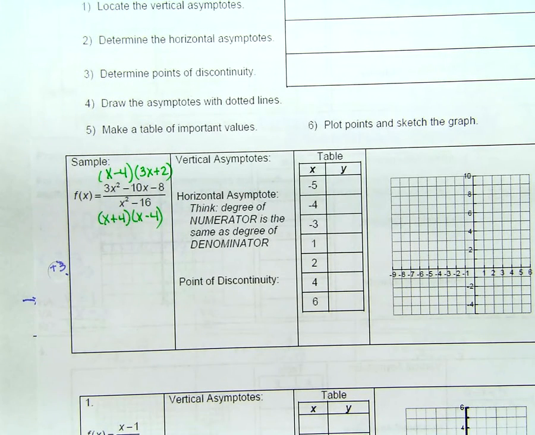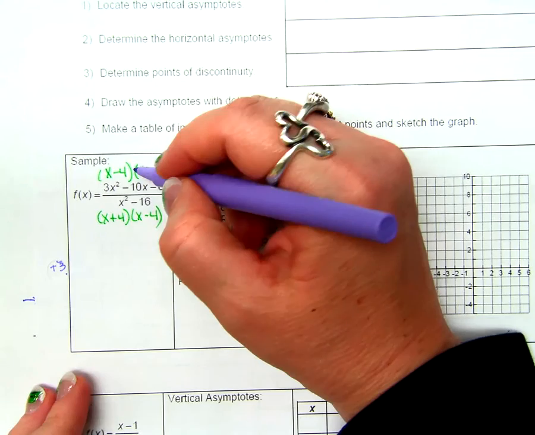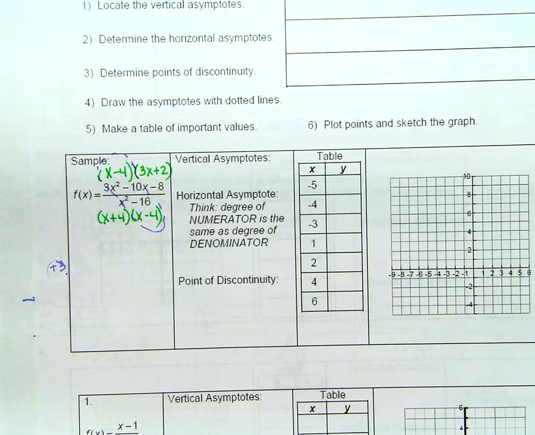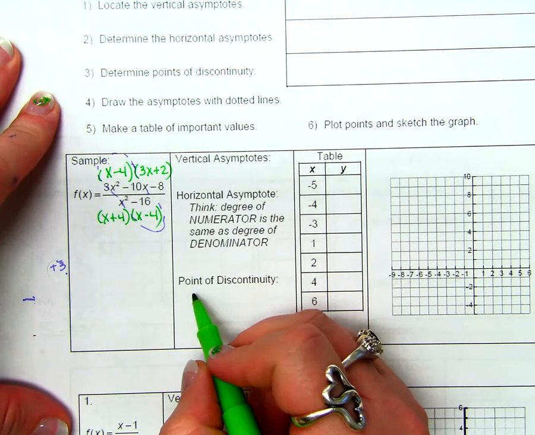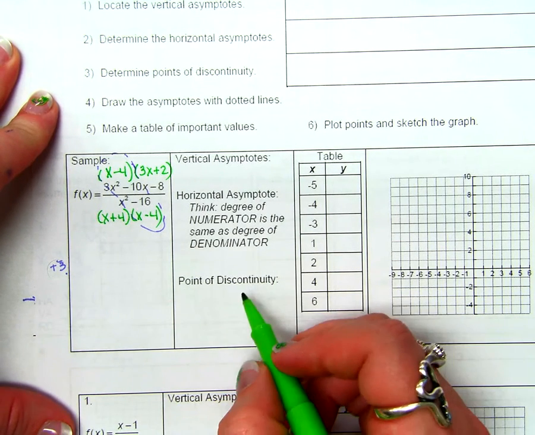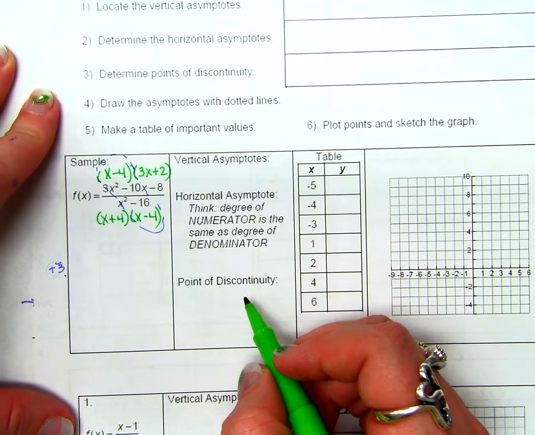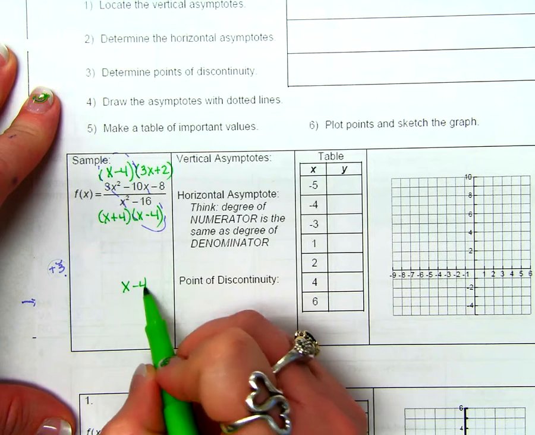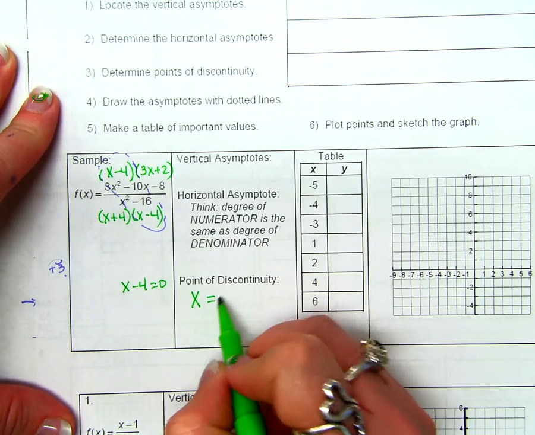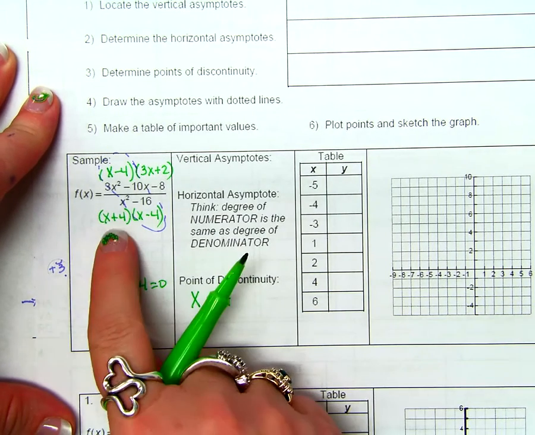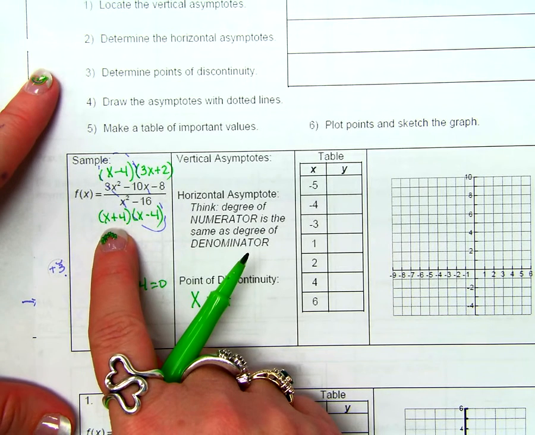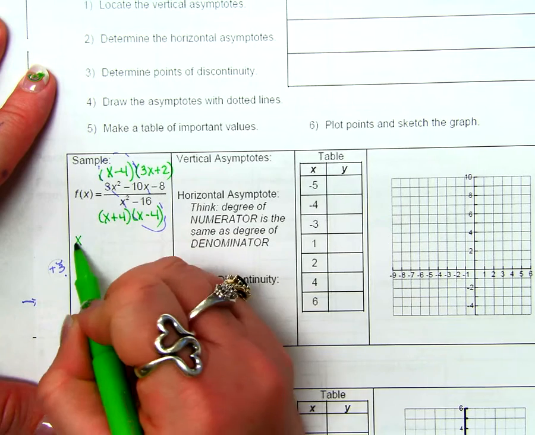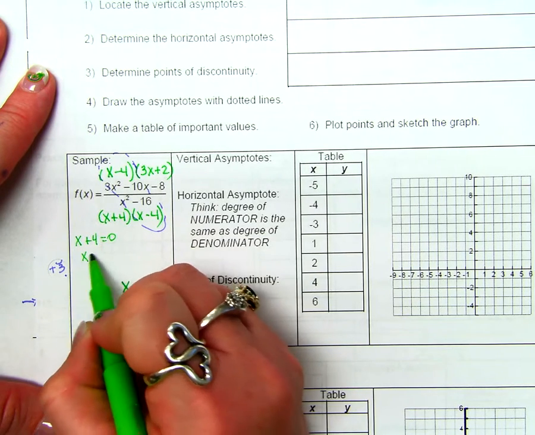So what do you notice? These two are the same, so that's going to give you the RD, the removable discontinuity. Or on this worksheet, it calls it something different, right? Is that really different though? Not really, okay. So that's going to be x minus 4 equals 0, so x equals 4. What does this one tell me? That's going to be my vertical asymptote. So x plus 4 equals 0, so x equals negative 4, right?